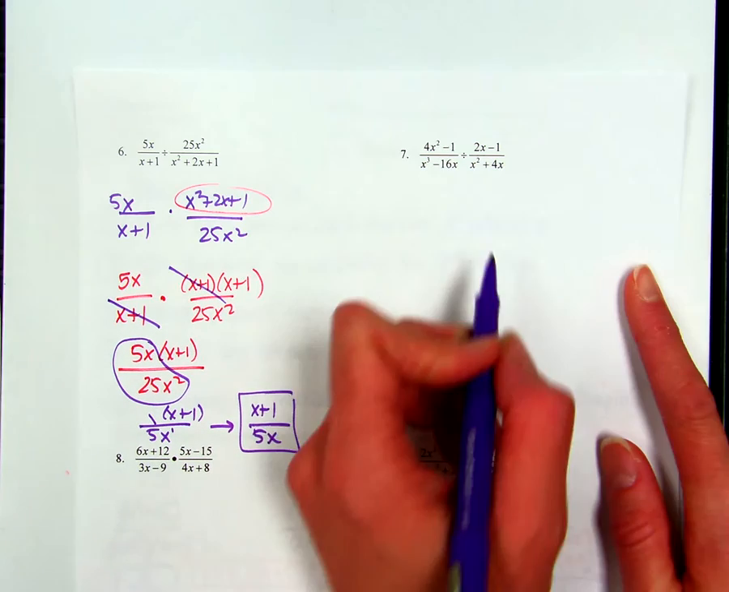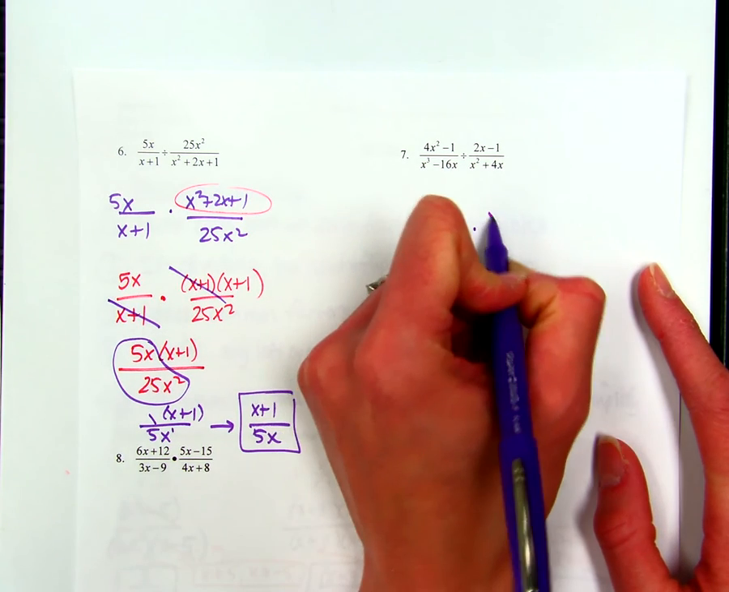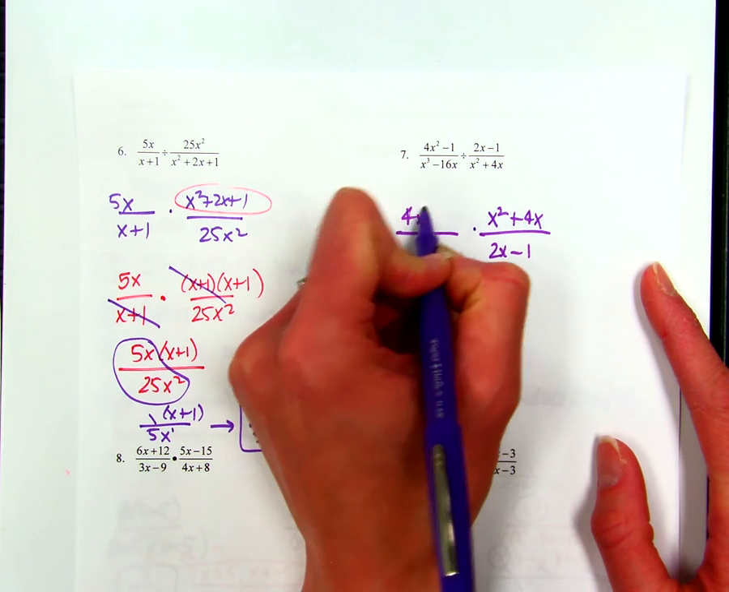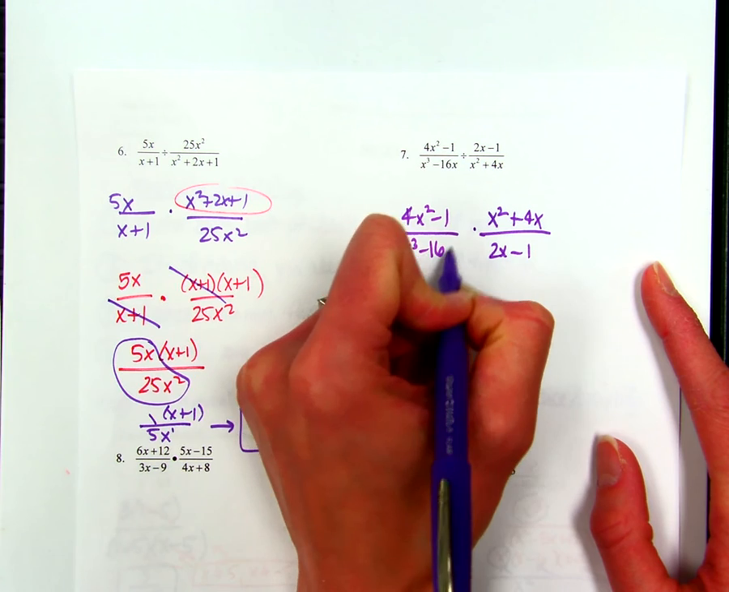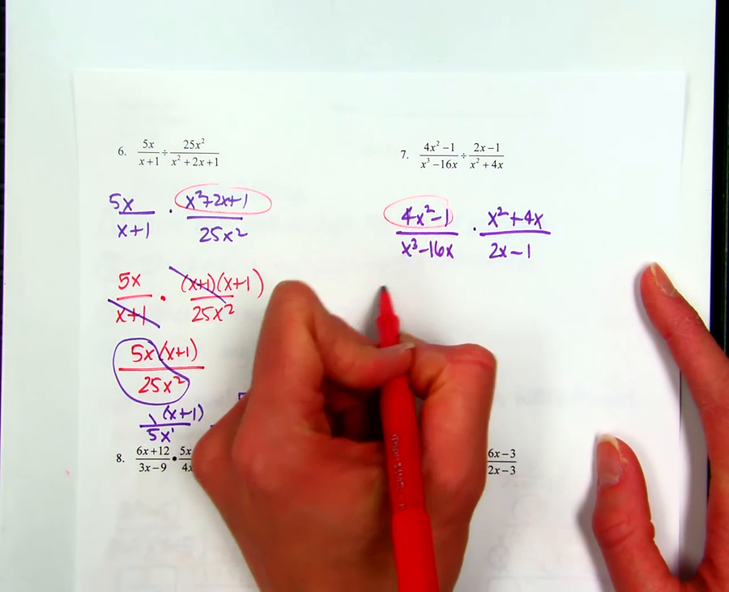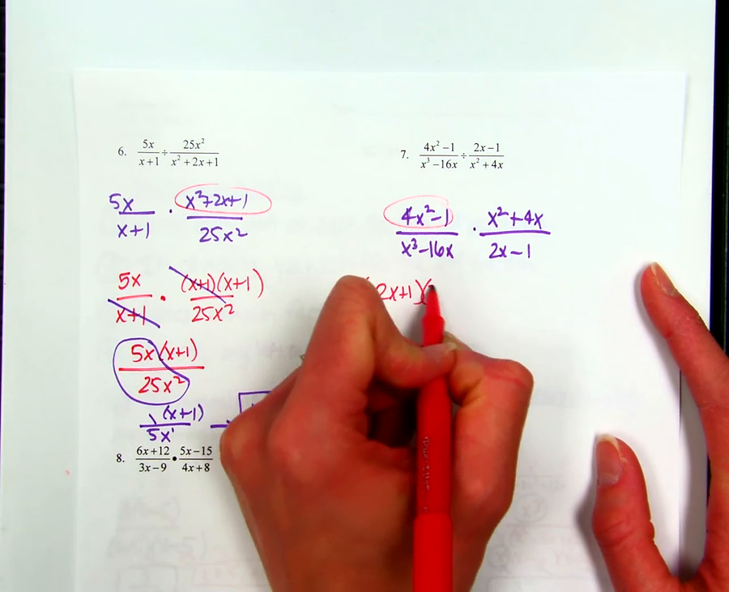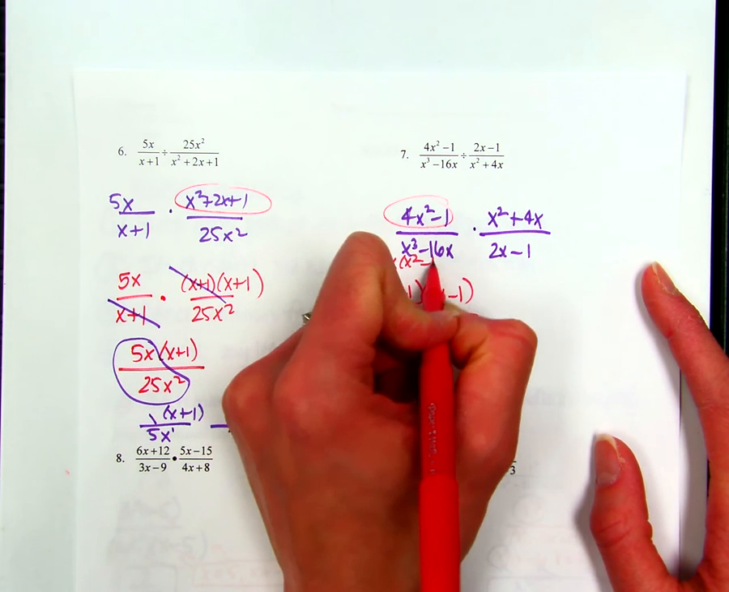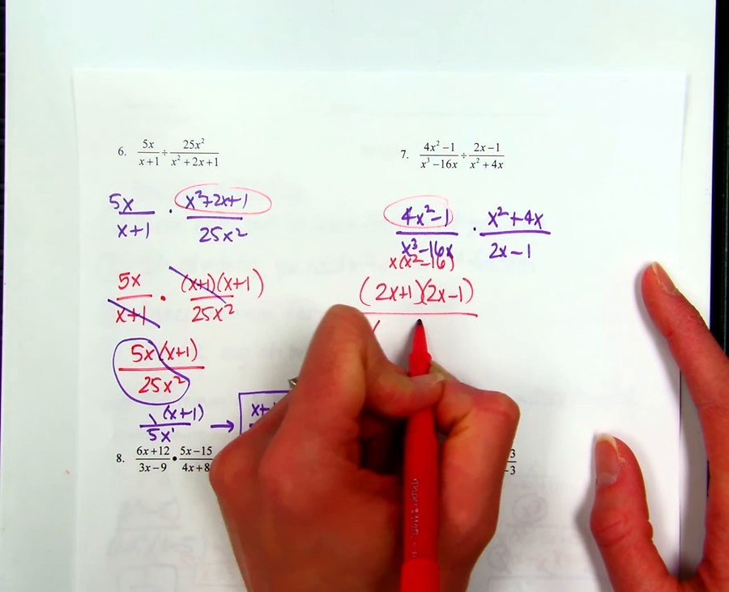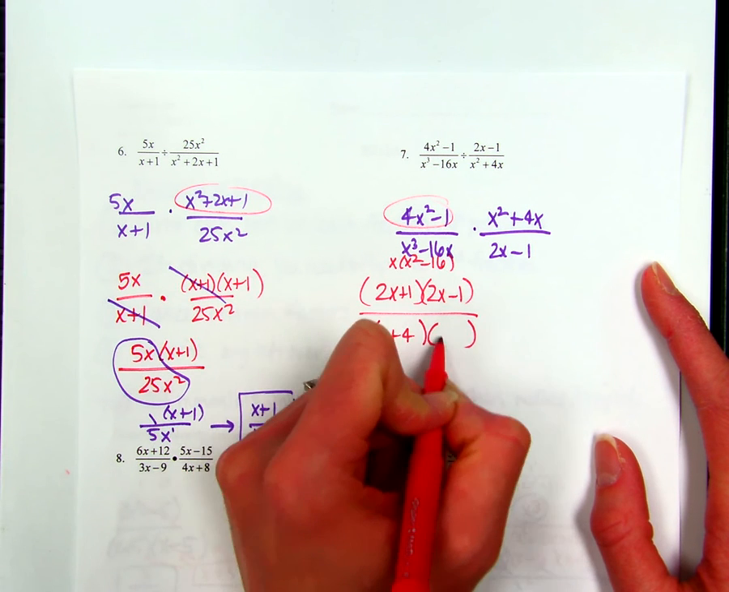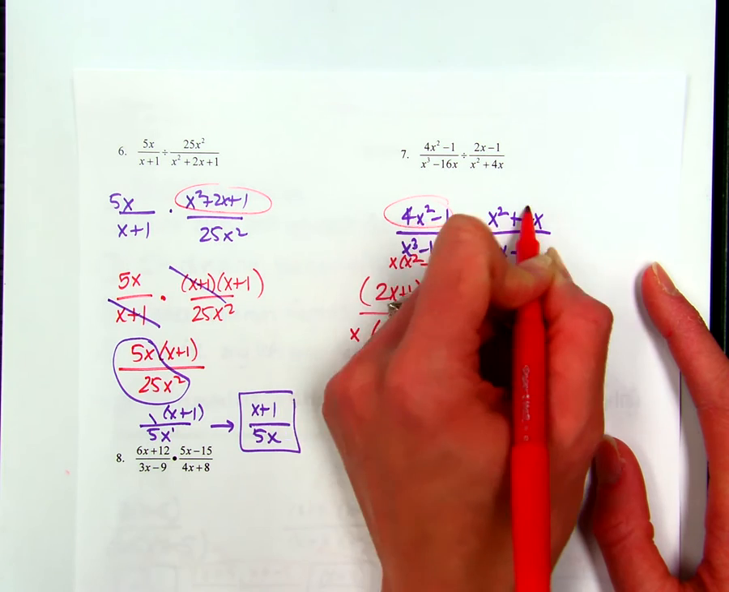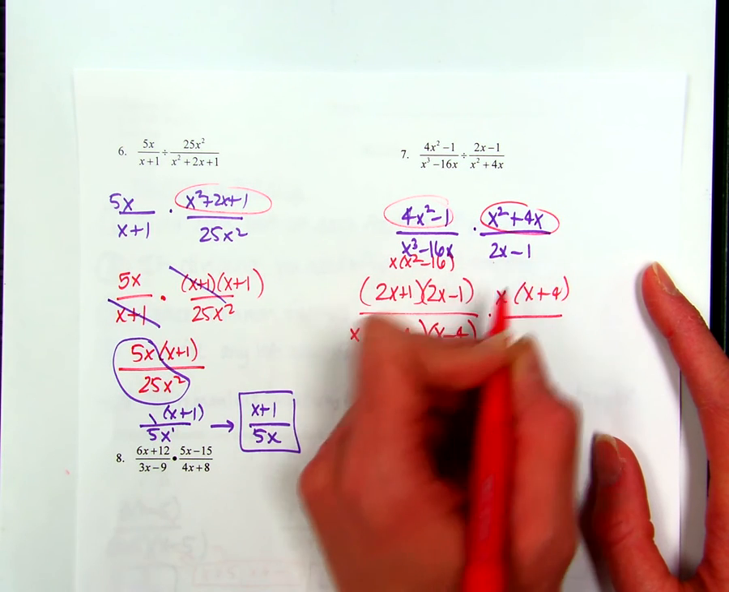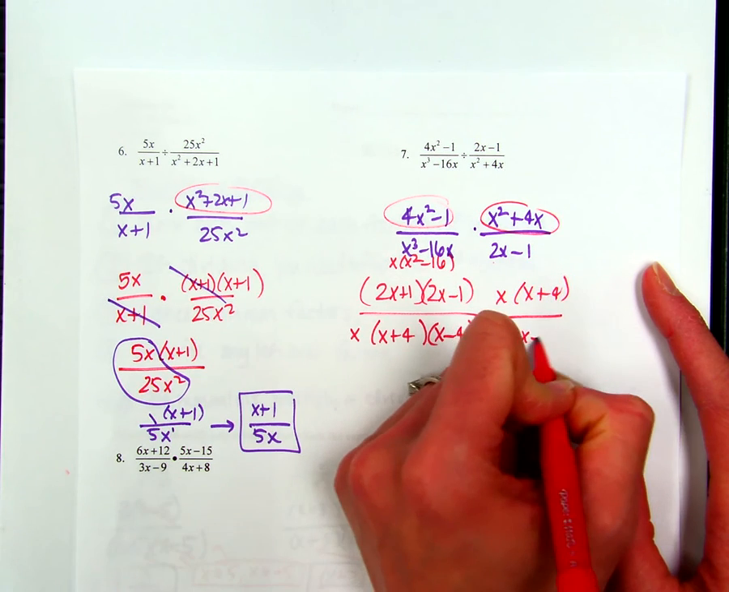All right, in this one we're going to flip our second fraction. Then we're going to try to factor as much as we can. All right, so this is a difference of perfect squares. We got 2x plus 1, 2x minus 1. Here I could take out an x, and I'm left with x squared minus 16. And then that's another difference of perfect squares, x plus 4 and x minus 4. Here I could take out an x, and I'm left with x plus 4. Here I could take out a 2, but not out of here, so it's just going to stay as 2x minus 1.